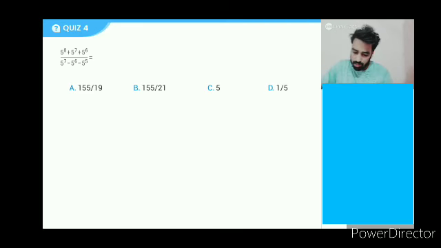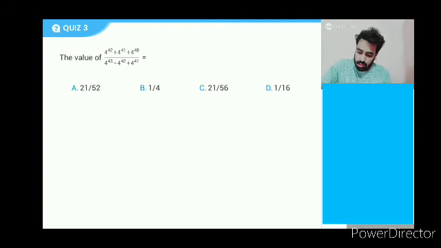First question I have here. Question is: 4 power 42 plus 4 power 41 plus 4 power 40, divided by 4 power 43 minus 4 power 42 plus 4 power 41.